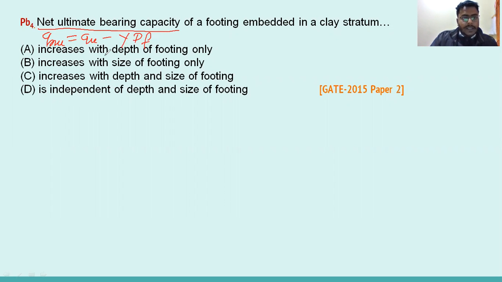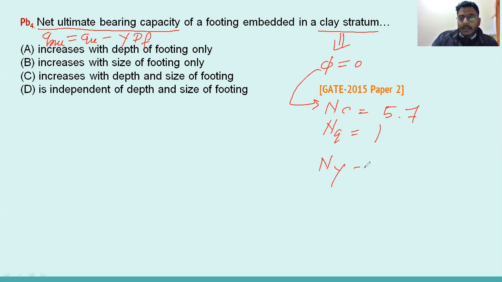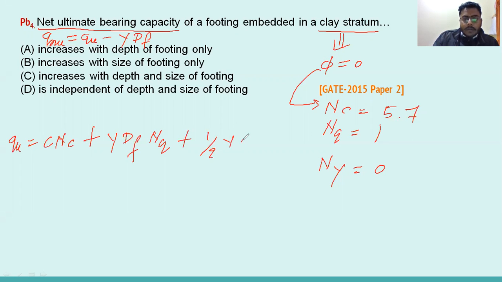See, in the question, the net ultimate bearing capacity of a footing embedded in a clay stratum. Again, it mentions clay. Clay means phi is equal to 0. If phi is equal to 0, then Nc is 5.7, Nq is 1, N gamma is 0. So we can calculate the ultimate bearing capacity: c Nc plus gamma Df Nq plus half gamma B N gamma. So N gamma is equal to 0 since phi is equal to 0, so this expression will be 0.